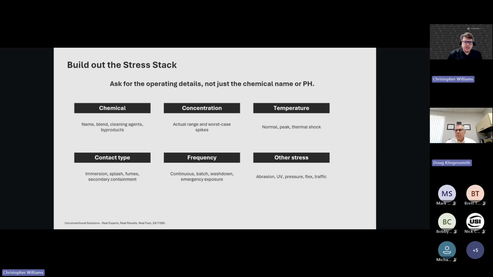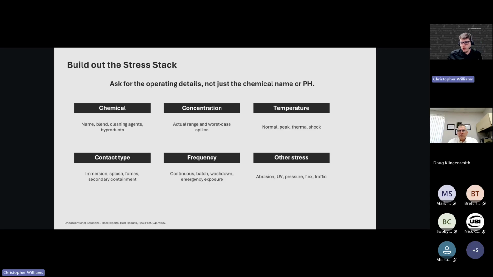Contact type, of course, is also really important. Whether we're talking about immersion, is it splash, is it fumes, is it secondary containment? When we talk about secondary containment, it's really important to note whether it's the kind of secondary containment that's sitting under something where someone's going to be walking through. Then you're talking about abrasion resistance against people's feet, essentially, or even potentially equipment. What's the frequency? Is it going to be continuous immersion? Is it going to be batches going through this? Is it a wash down? Or is this something that's going to get emergency exposure, like secondary containment?